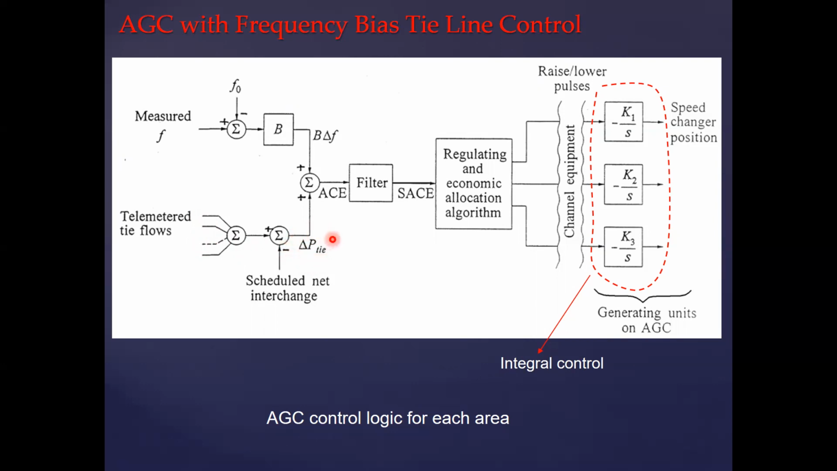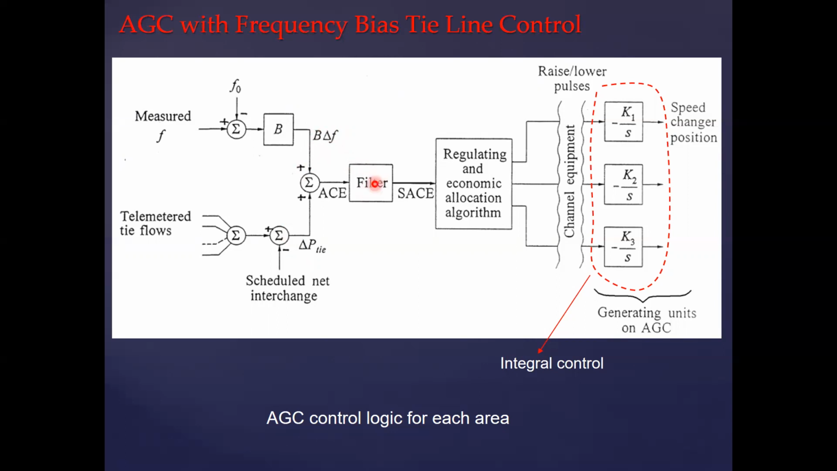And since we have this AGC for each area on the selected generators, this is the area control error signal, which is the summation of tie line power flow from each of the tie lines, and then the bias factor times the frequency deviation.